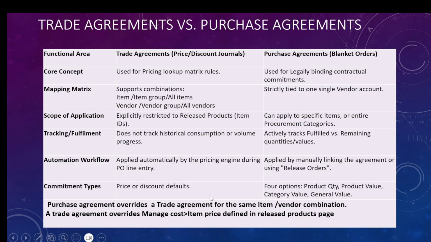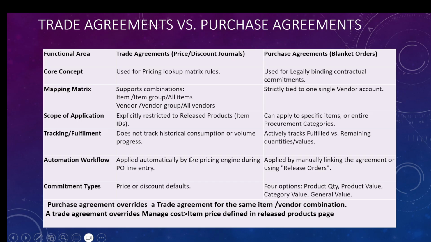And the next one is how do we track the fulfillment or commitment? In a trade agreement, there is no tracking needed, but there is a date range, and until then you can keep it active. It does not track either volume or consumption. Whereas a purchase agreement actively tracks the commitment, whether you have signed on a quantity or a value basis.